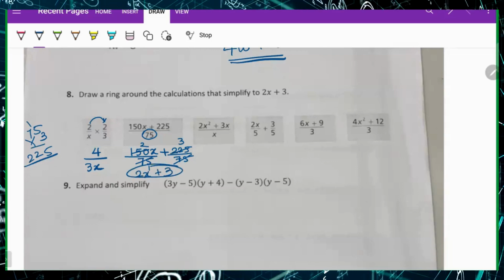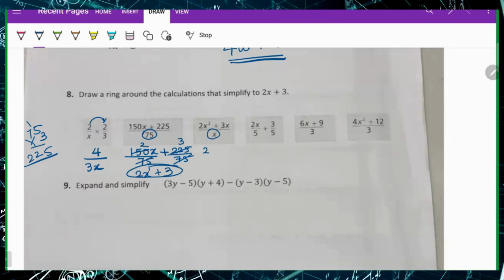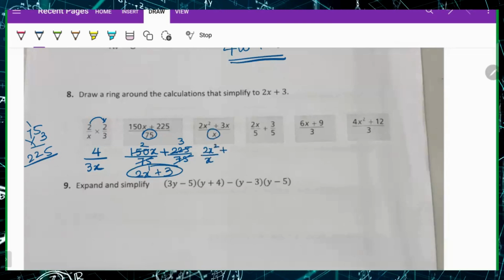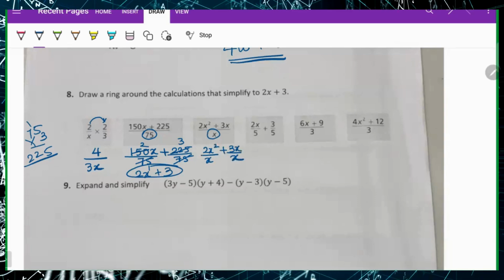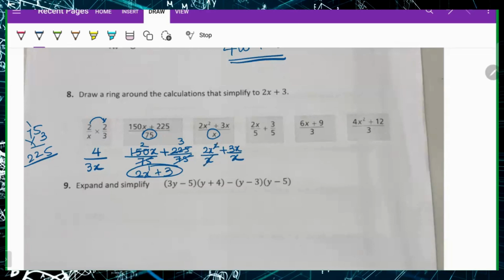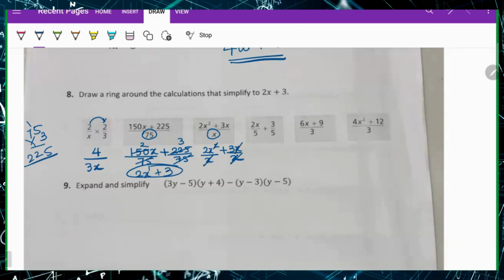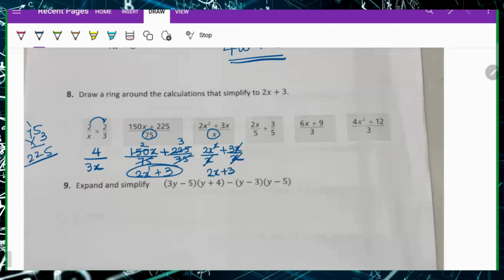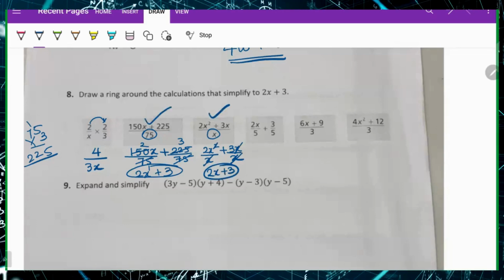Next one, again it's a common denominator, so it's going to be 2x square upon x plus 3x upon x. There are two x here, right? So I'll just cancel one and like this. So you get the answer as 2x plus 3. So this is the one.